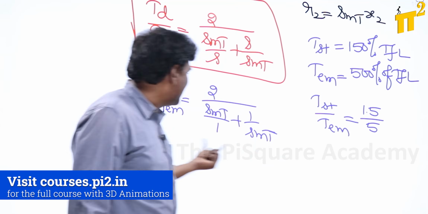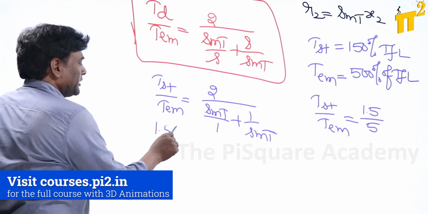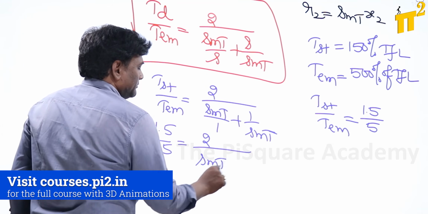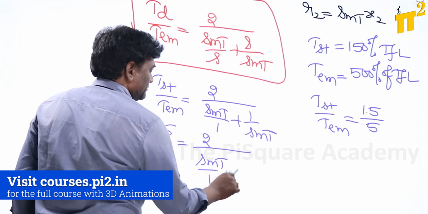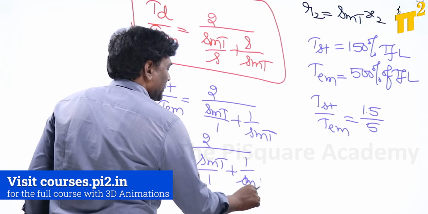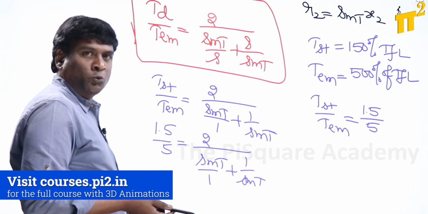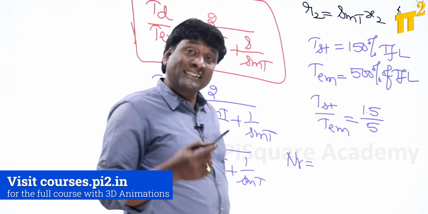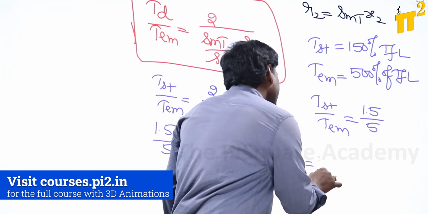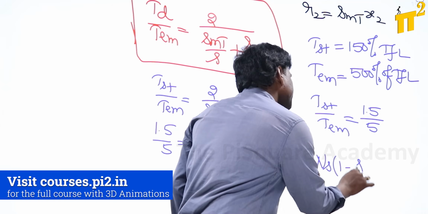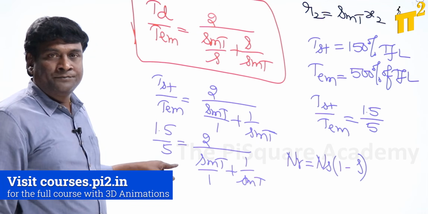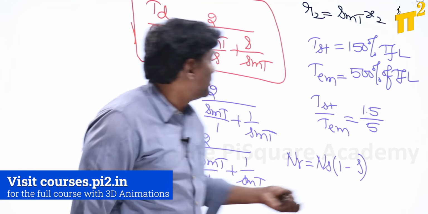Now you are going to use this equation saying that 1.5 by 5 equals 2 divided by SMT by S plus S by SMT, where S is 1, giving 1 plus 1 by SMT. So you can calculate SMT. Once you calculate SMT, the rotor speed at maximum torque condition is going to be NS into 1 minus S. They can ask this. Slip at which maximum torque occurs you can calculate from here. In this way questions will be asked.